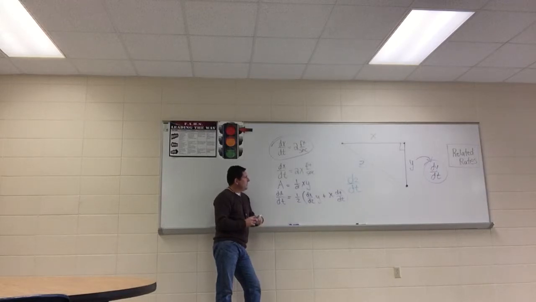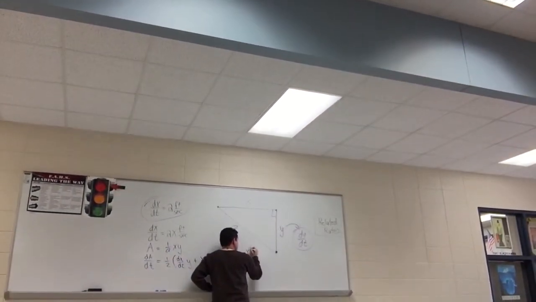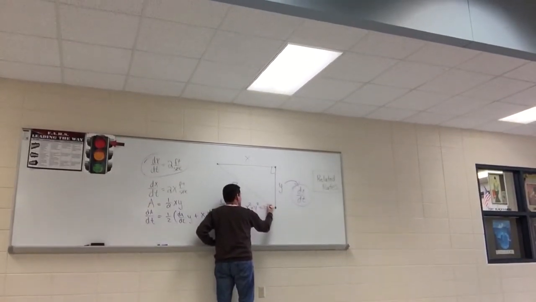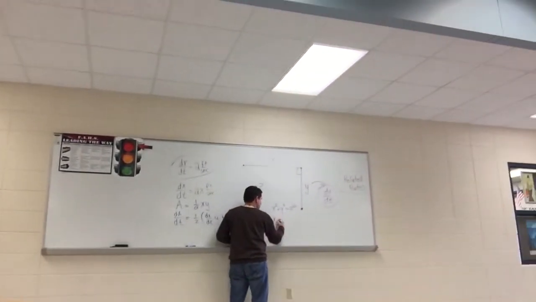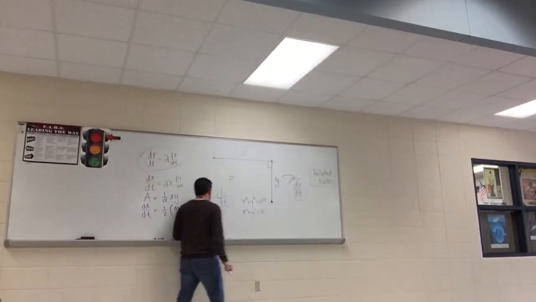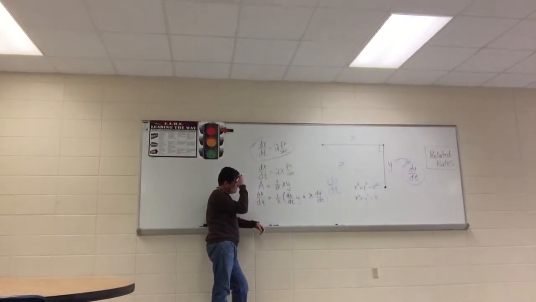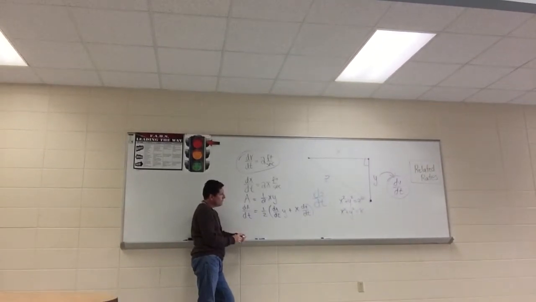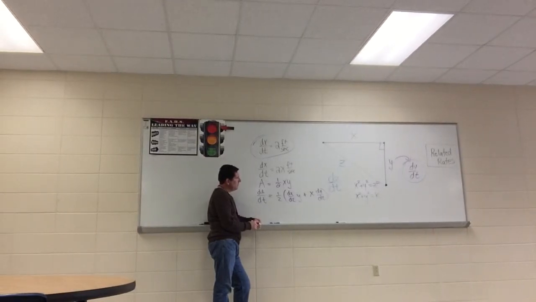That's a good question. I don't think so. Let me see here. If these are related by the Pythagorean theorem, if z stayed constant, we'd have to say something like x squared plus y squared... if dx dt was like a negative 1, and then dy dt was a positive 1, then it would be the same as 0 plus 0.